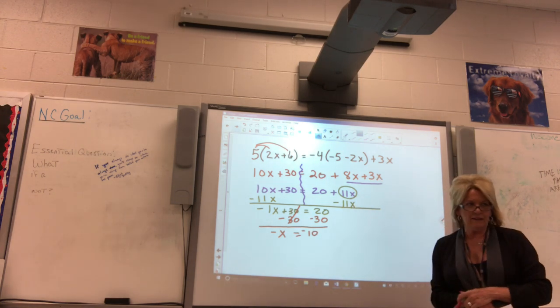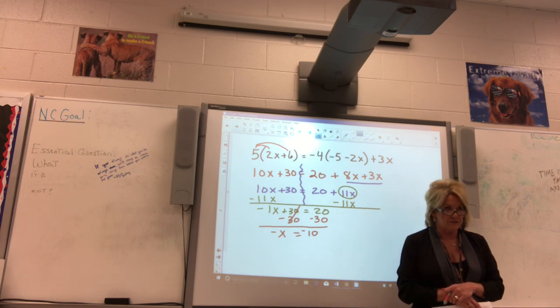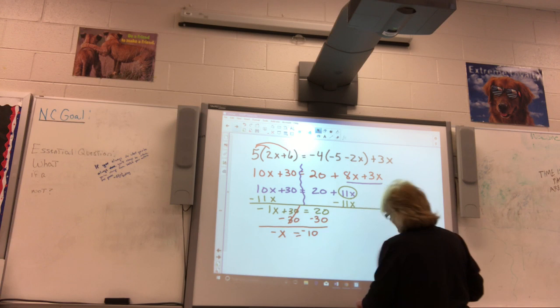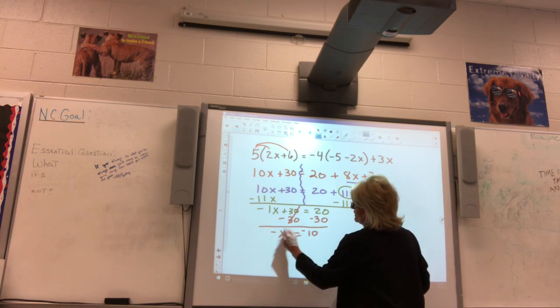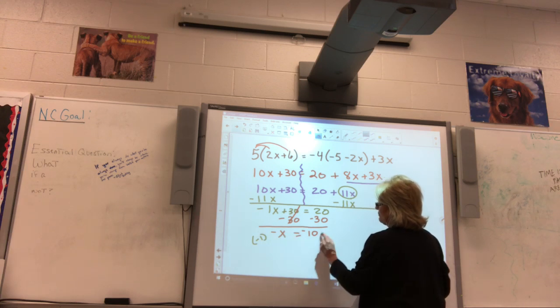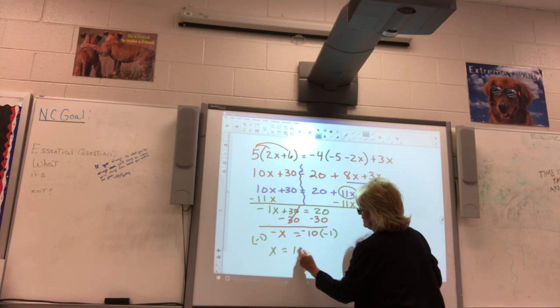All right, well, I can't leave a negative x. That requires division. What am I going to divide by to make that positive? Negative 1, or multiply. You can do it either way. I always multiply. So I've got to get rid of this negative x. I'm going to multiply by a negative 1, because a negative times a negative is a positive. Leaving me with x equals 10.